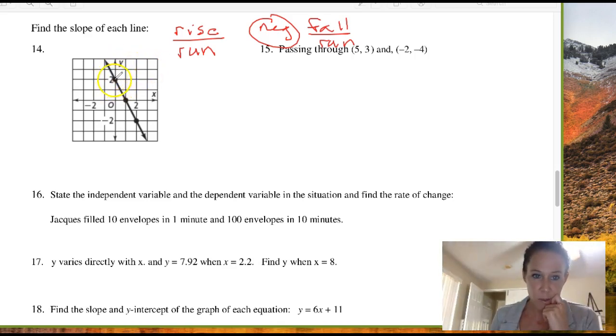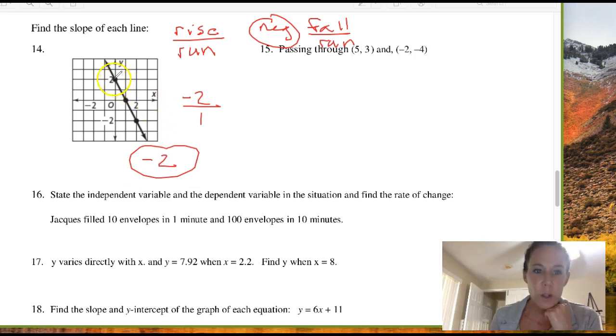Well, I don't do that. I fall first and then I run. So start at any point, and how many slots do you fall? You go down 1, 2, and I run over 1. So I fall 2, that would be negative 2, fall 2, run 1. So negative 2 over 1 or just negative 2.